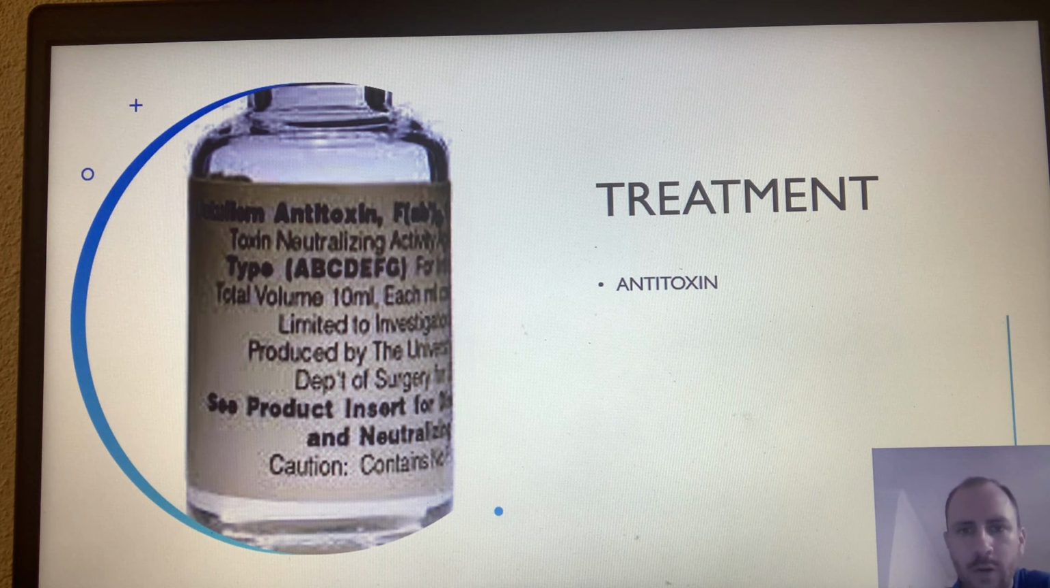It wouldn't be an ongoing thing, so it would just be a matter of staying away from the bacteria or the neurotoxin of the bacteria. But aside from that, a hospital stay would be warranted depending on the severity of the symptoms. And that concludes my presentation.